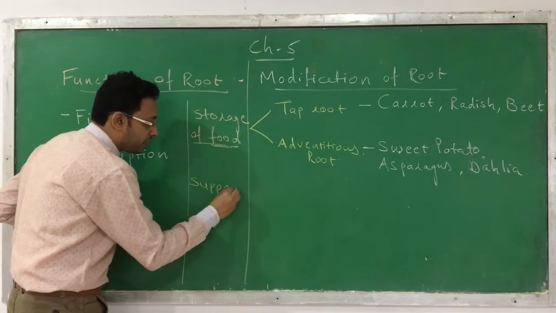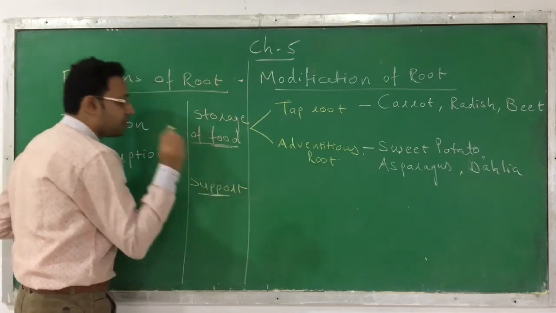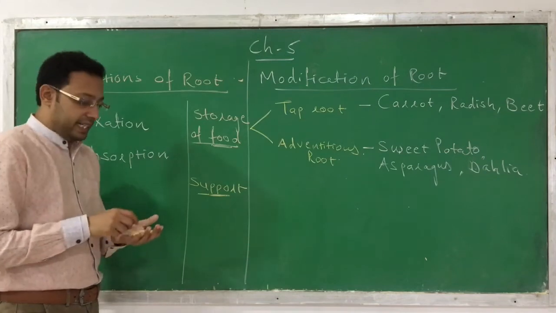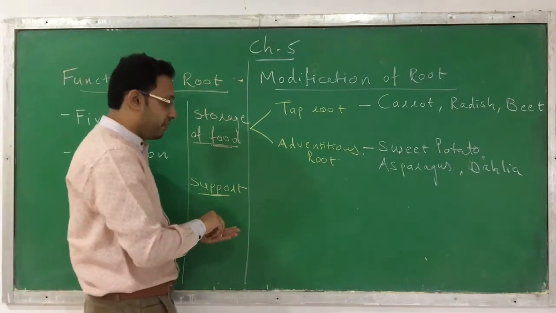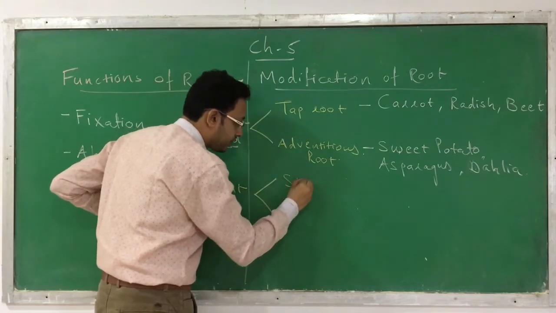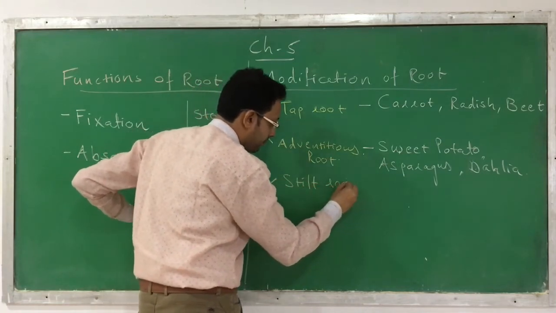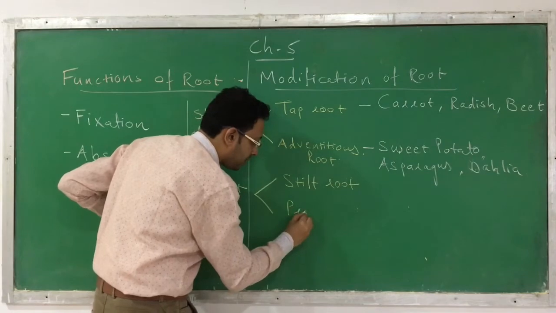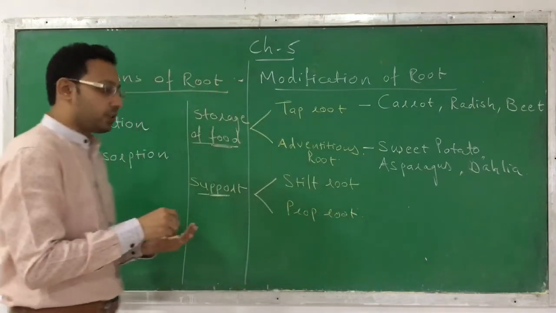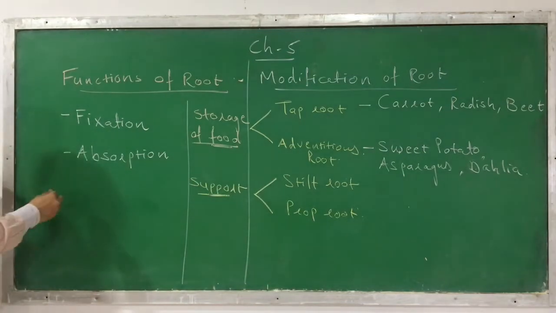Another purpose for modification of a root is for support. For example, in support there are two kinds of roots. I will give you an example. The first one is called the stilt root, and the second one is called the prop root. What is a stilt root? Stilt root is observed in the maize.